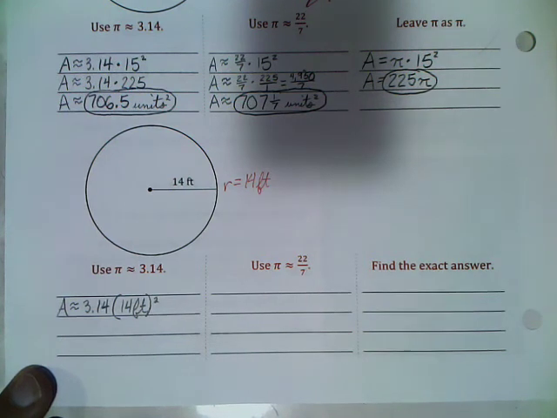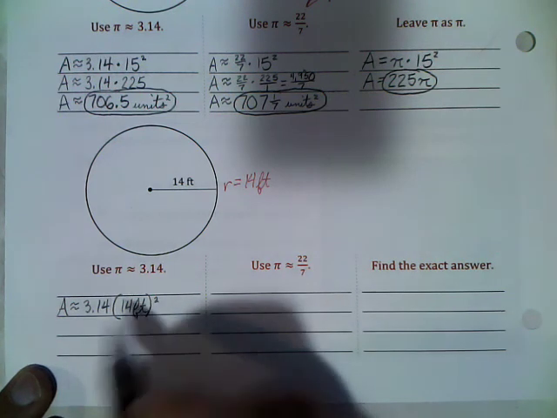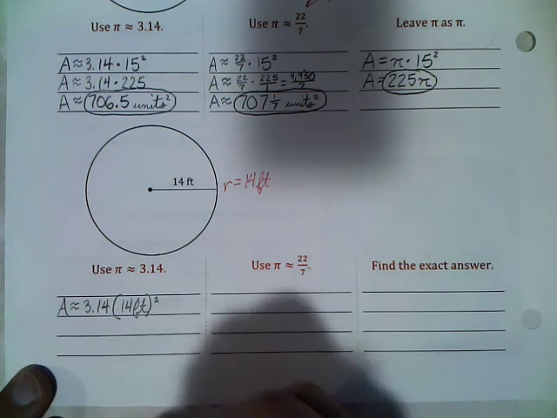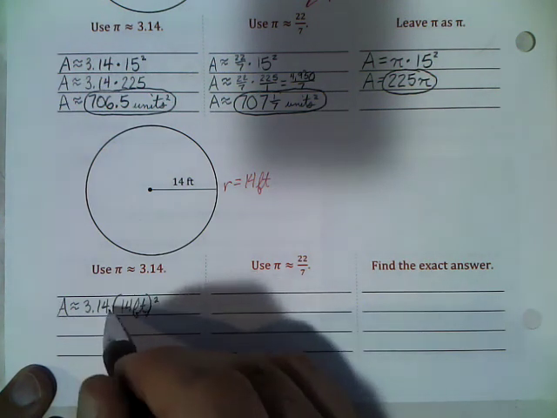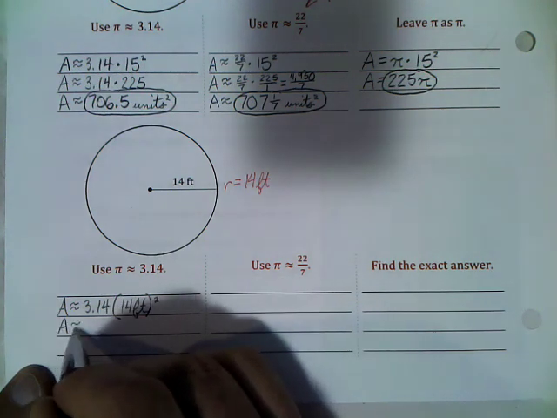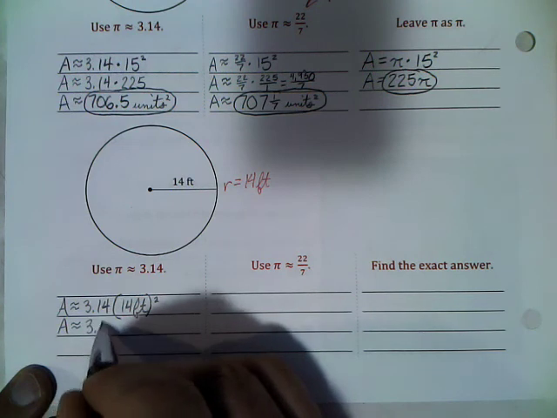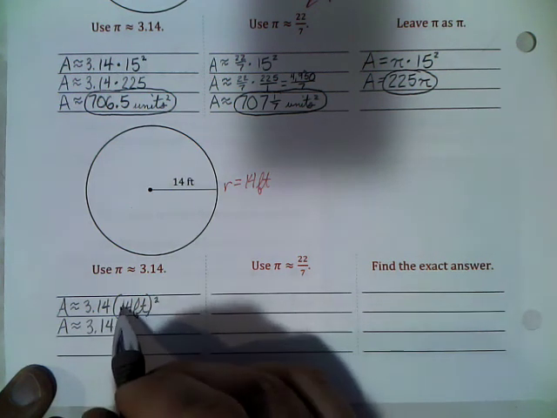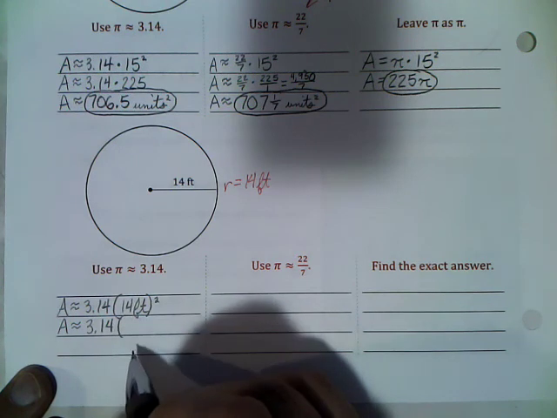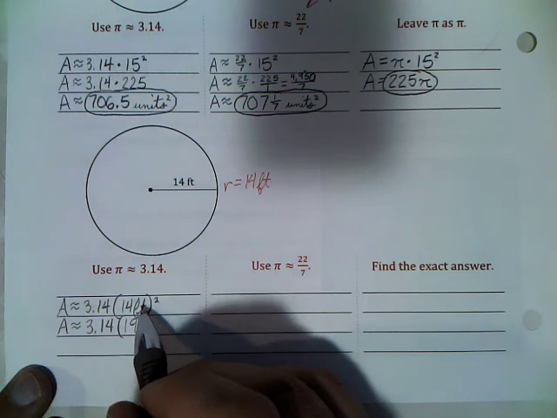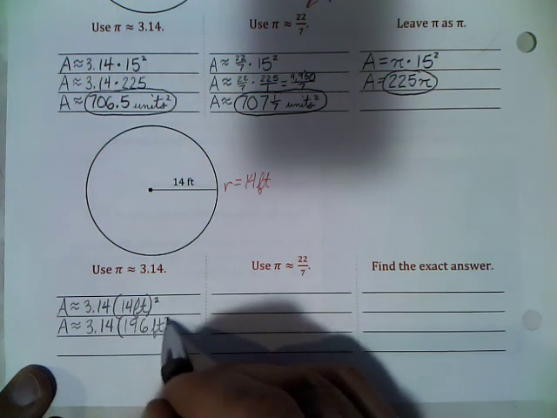So as far as the order of operations goes, we have no parentheses because there's nothing to do inside of them. So we move on to the exponent. And so the exponent is happening to both the 14 and the feet. So this is 14 feet times 14 feet. So A is approximately equal to 3.14 times, now 14 times 14 is 196. Feet times feet is square feet.